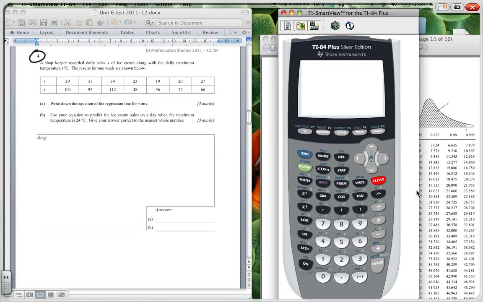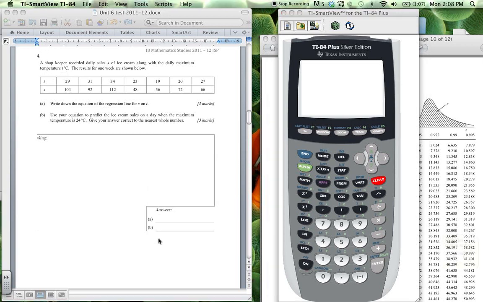Question 4. A shopkeeper recorded daily sales S of ice cream along with the daily maximum temperature T. The results for 1 week are shown below. So you've got the temperature and the number of ice creams that were sold. Write down the equation for the regression line for S on T. So this is actually showing that T is your independent variable and S is your dependent variable.